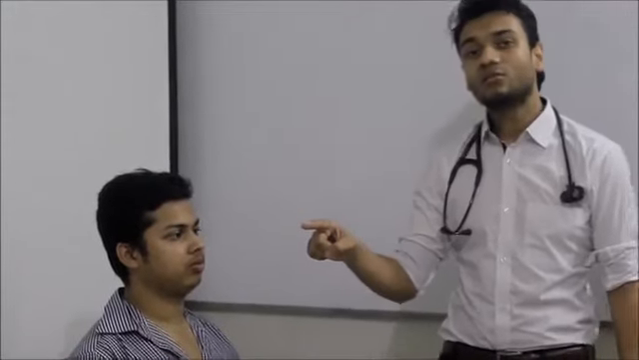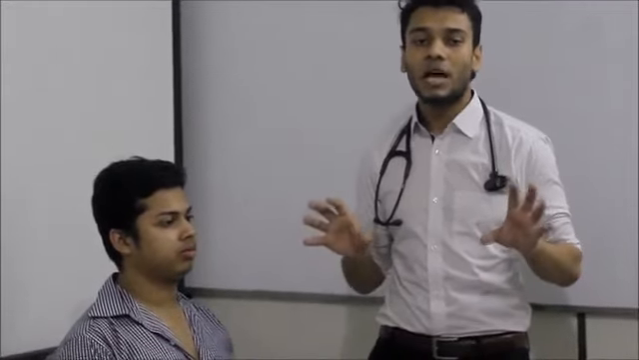And then you go for Mobius sign. Look at a distant object. That is called Mobius sign. It tests convergence of the eyeball. You do not get convergence of the eyeball in case of hyperthyroidism because the eyeball is bulged out and cannot converge.